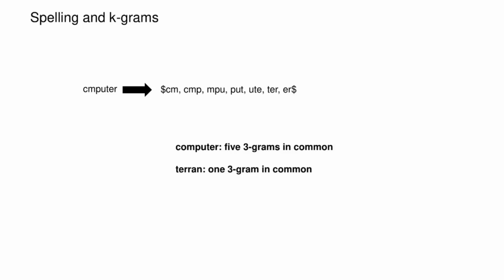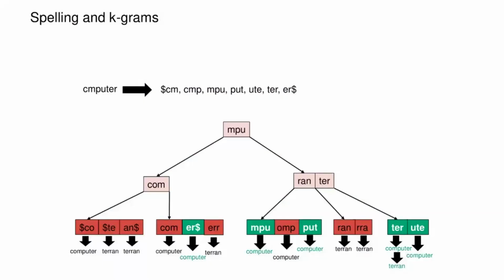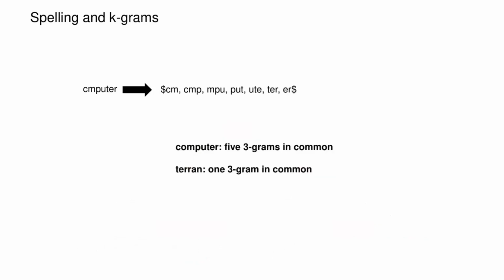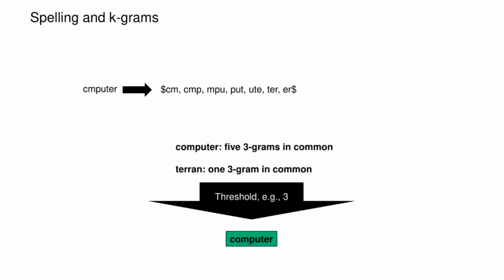And by the way, how do you know? You don't even need to draw the Venn diagrams. Just look at the index. That already is telling you the k-grams they have in common, right? You can just read them from the index. So you can just count for computer 1, 2, 3, 4, 5, and for Terran, just 1. So maybe we could have some threshold and say, okay, if we have more than 3, then we just add it to the list and we are going to run the search on this word, computer.